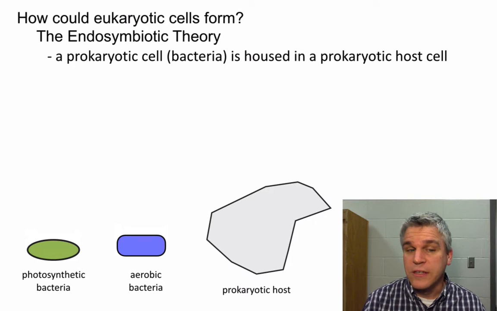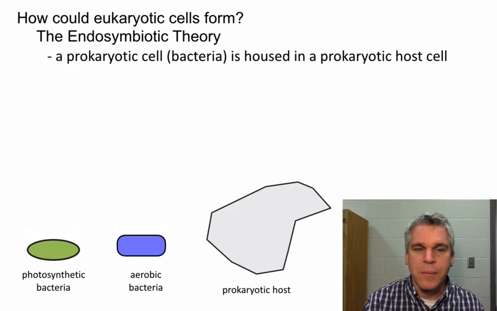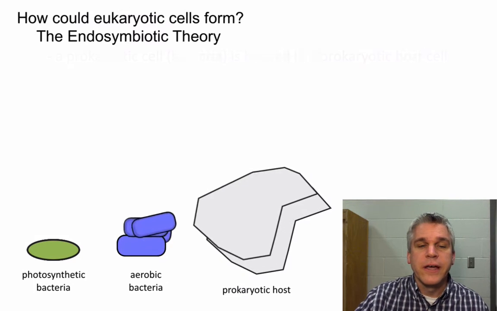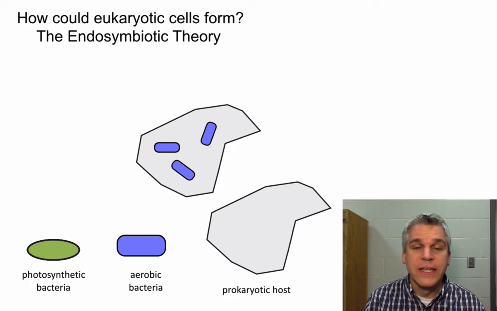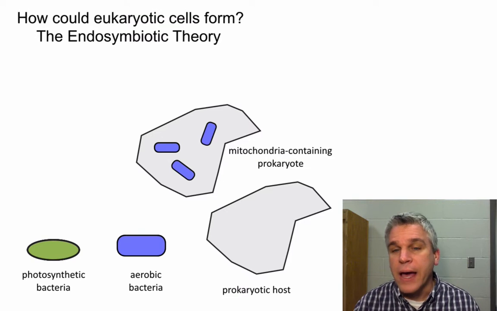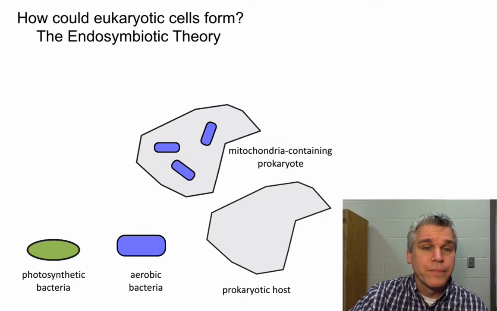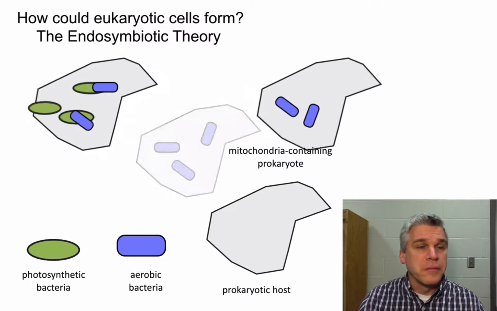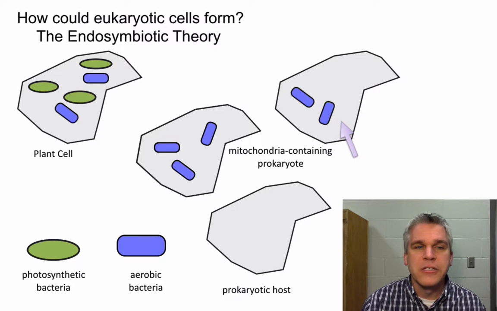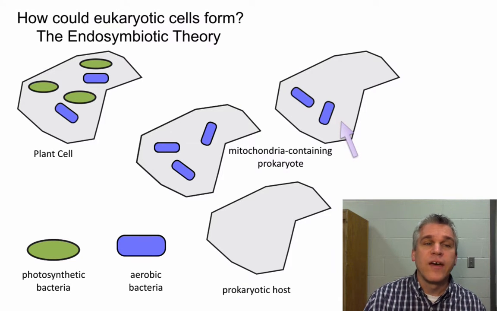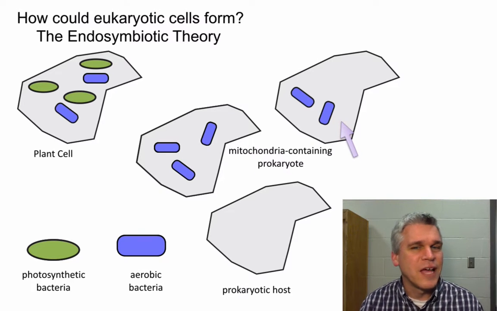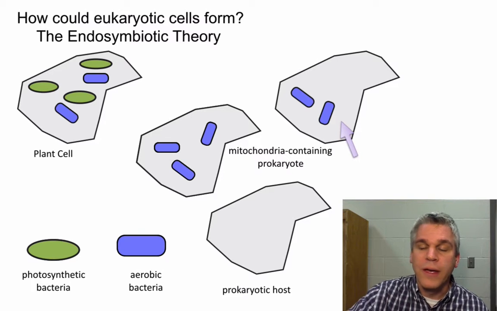We have some bacteria that are photosynthetic. We have photosynthetic bacteria today, some are aerobic. And the endosymbiotic theory says that some of these bacteria, like these aerobic bacteria, may have started living inside of a prokaryotic host. And now we have this mitochondria containing prokaryote. Well, this could have continued where now we can see photosynthetic bacteria inside of this prokaryotic host developing what might become plant cells. What this arrow is representing is a spirochete. That is another type of prokaryote that's similar to a flagella.